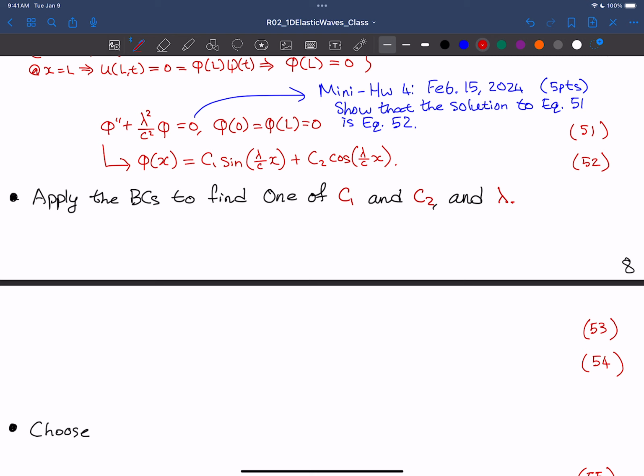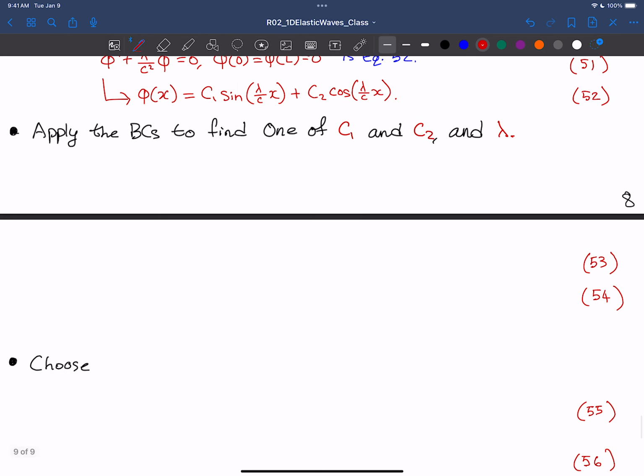Okay, so from here, we're going to apply the boundary conditions to try and find the constants and lambda. We have 3 unknowns, lambda and the 2 c's. However, we only have 2 boundary conditions. So what that means is that we will be left without being able to solve for one of the c's. We're going to have to find one of those constants, and we'll also be able to find what lambda is. Okay, so we're going to start by applying the boundary condition at x equals 0. You should always start by applying the boundary condition at x equals 0, because it is usually the simplest.